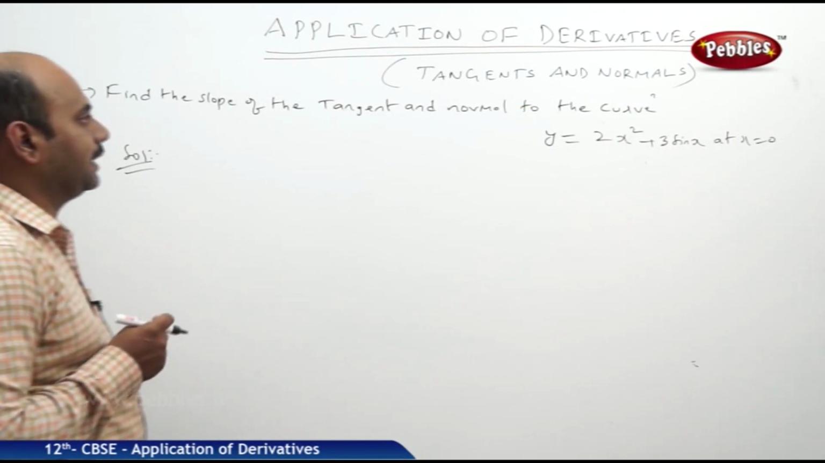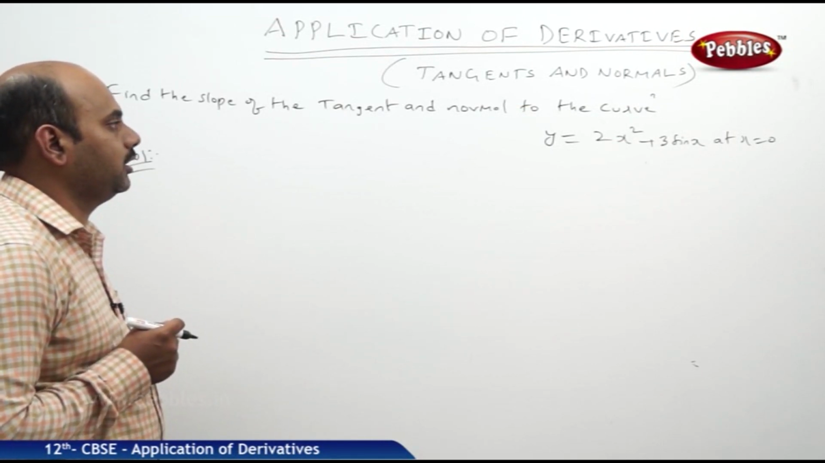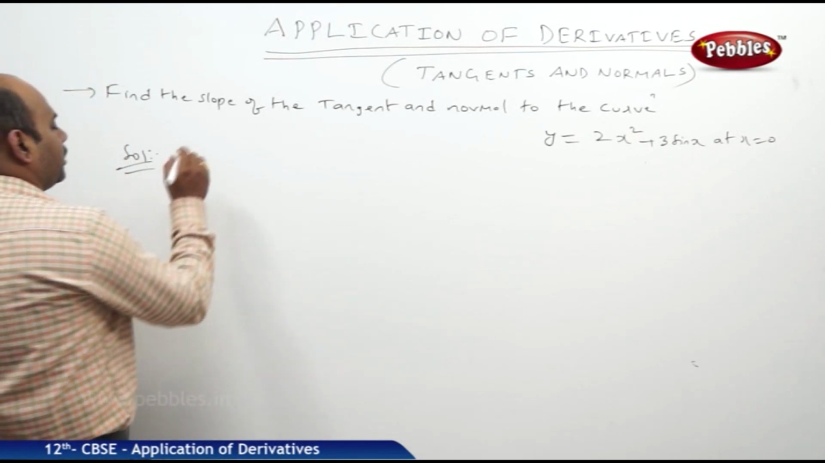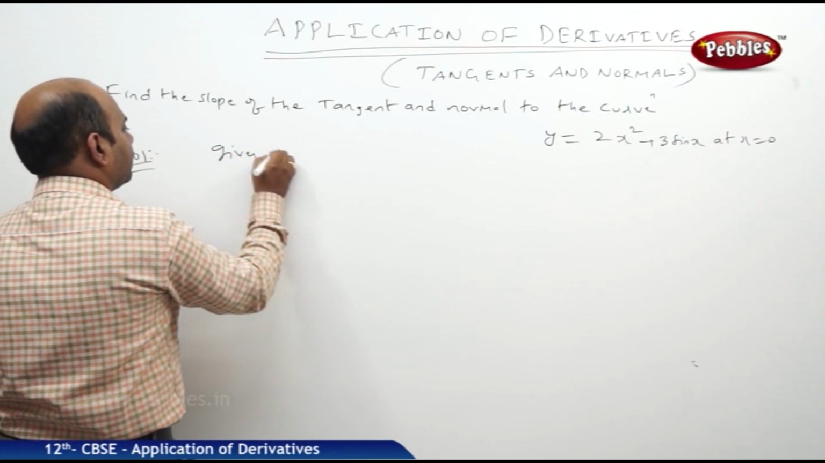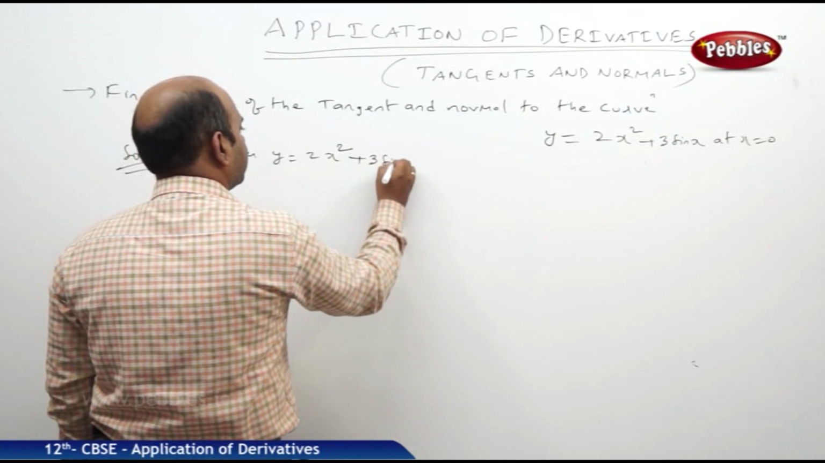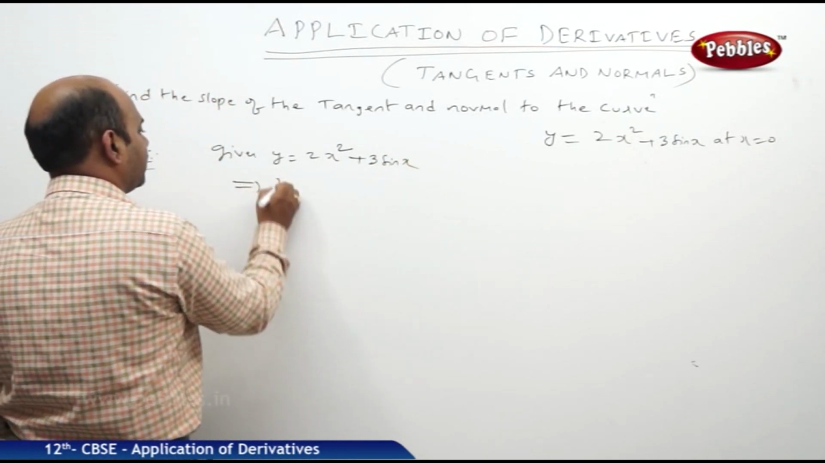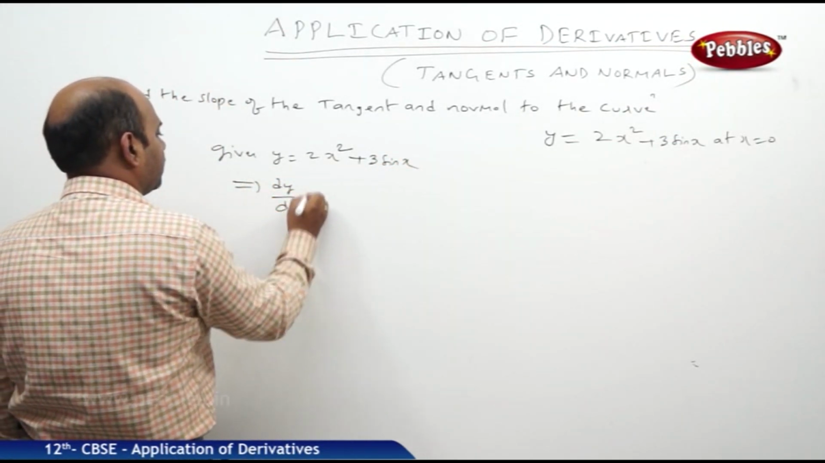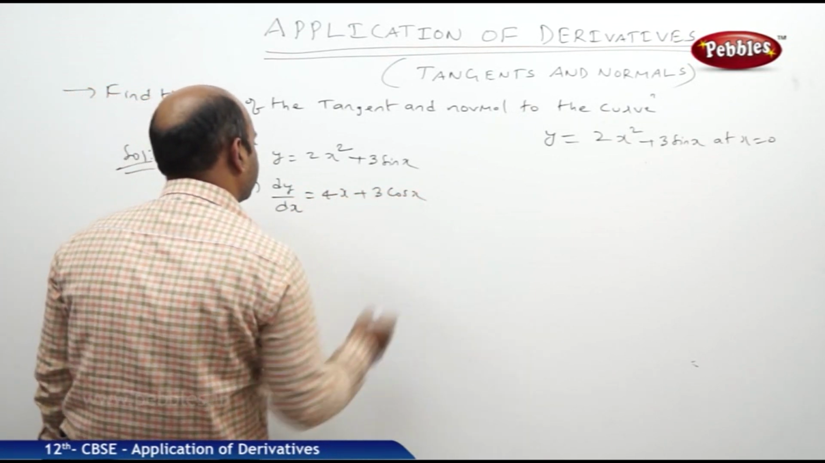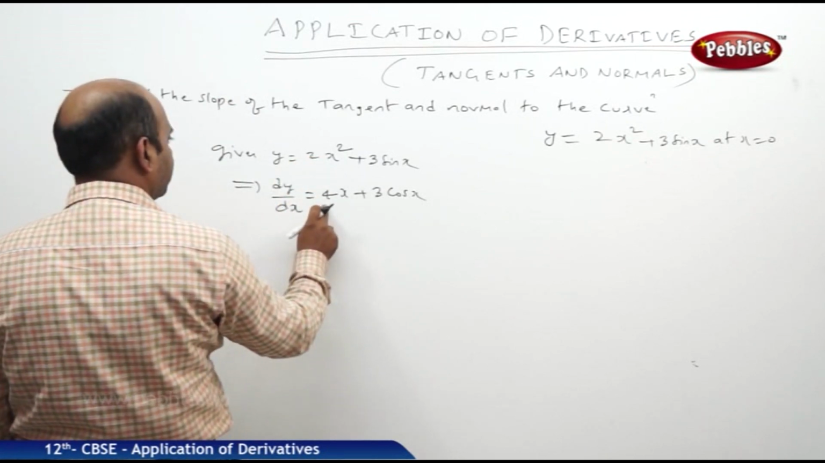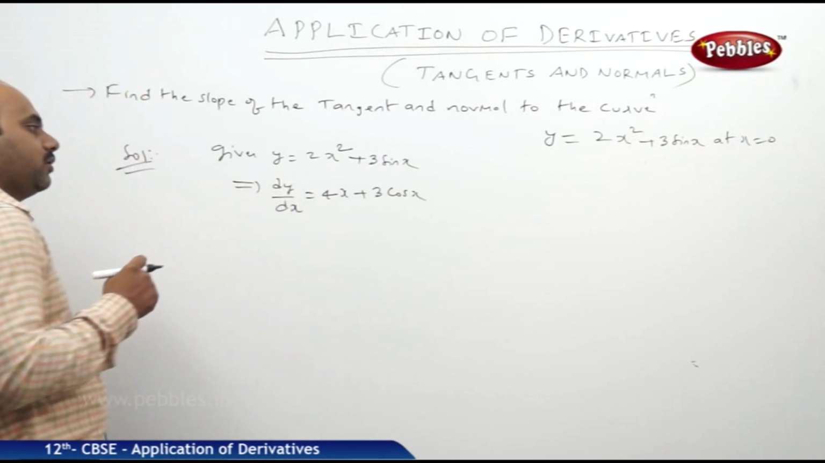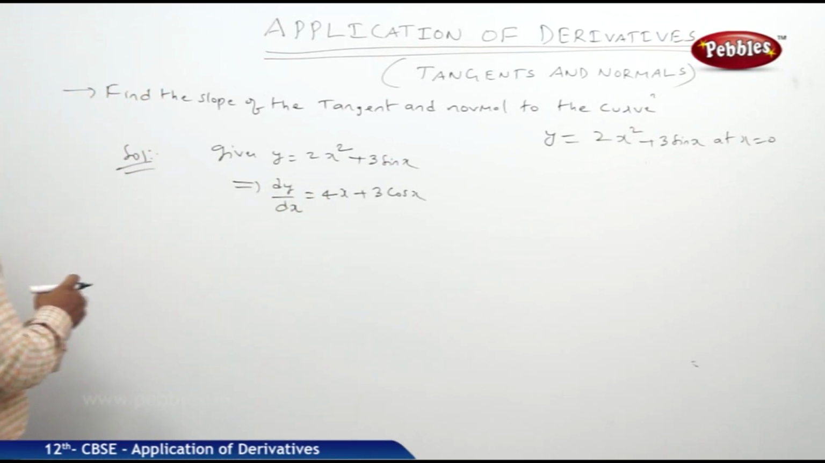Find the slope of the tangent and normal to the curve y equal to 2x square plus 3 sin x at x is equal to 0. Right. How will we do it? Given y is equal to 2x square plus 3 sin x. From this I shall differentiate with respect to x. So dy by dx is equal to 4x plus 3 cos x, because the derivative of x square is 2x, 2x into 2 is 4x, and the derivative of sin x is cos x. So 4x plus 3 cos x.